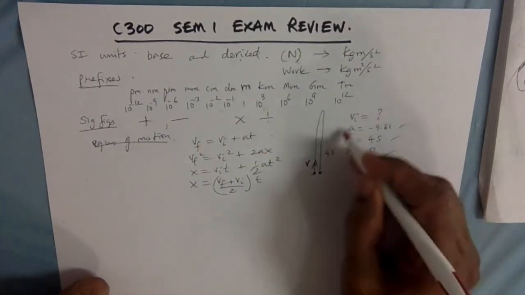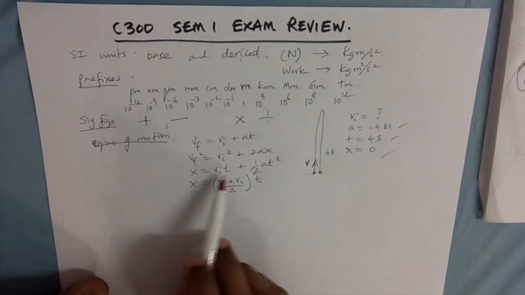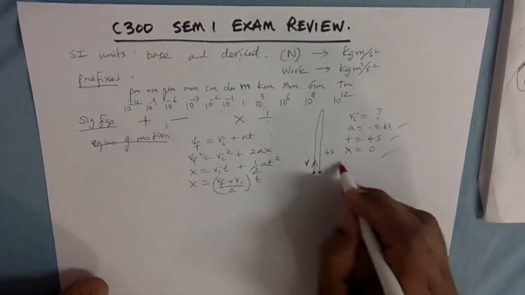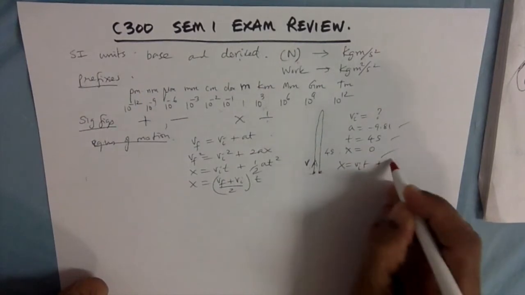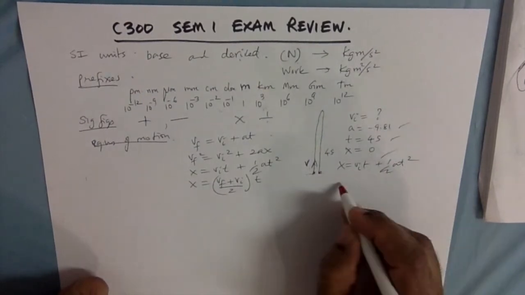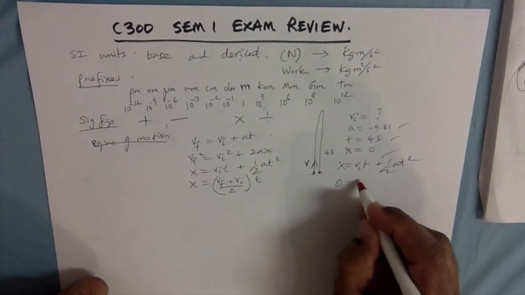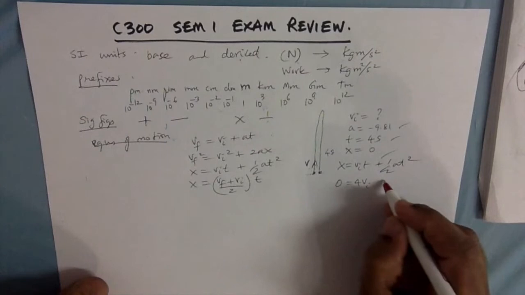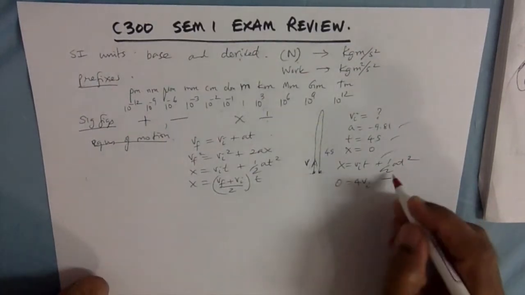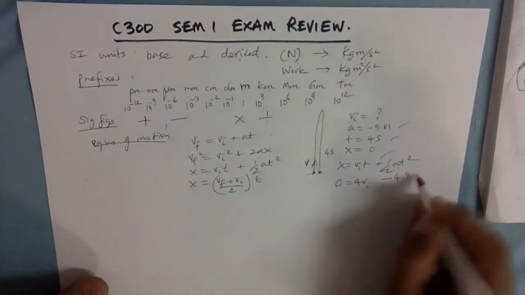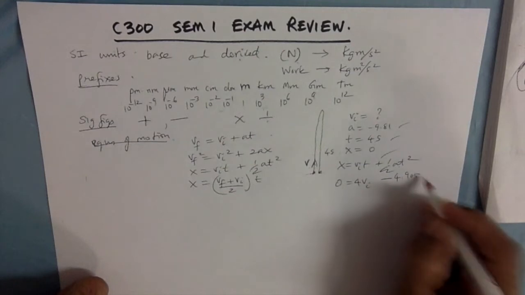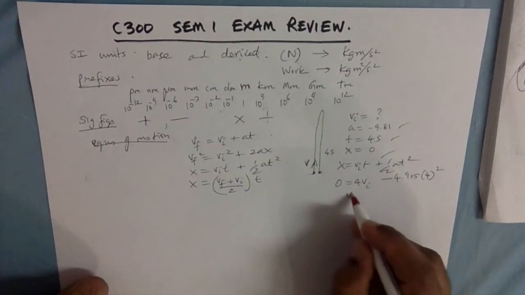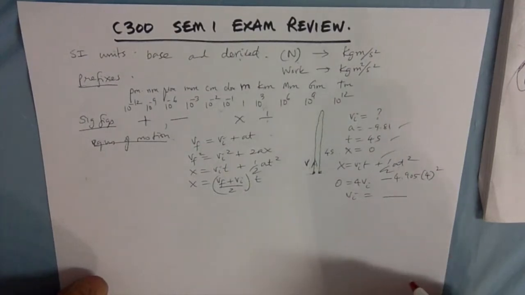So what equation is connecting all this? You can see the final velocity is not given to you, so you can use this equation. x is equal to VIT plus half AT squared. 0 equals VI times 4, which is 4VI, and then minus half of negative 9.8, which is 4.905, and then t squared is 4 squared. So if you shuffle it up, you can figure out the speed.